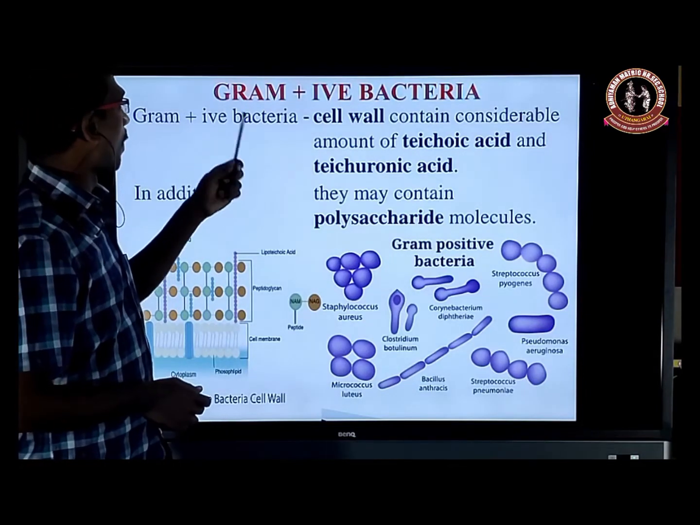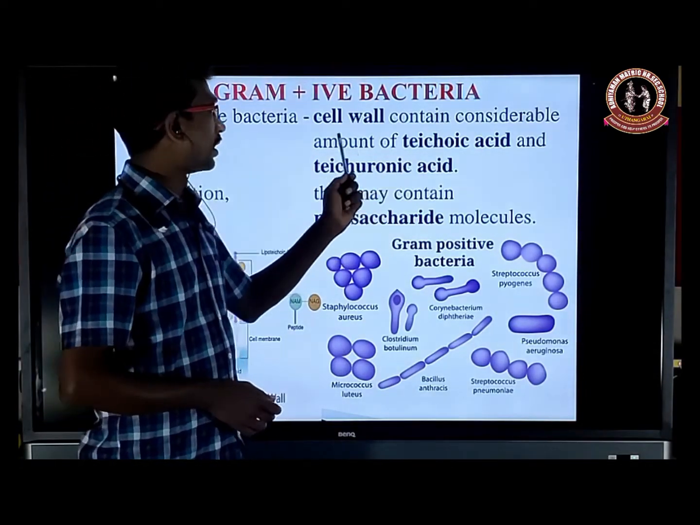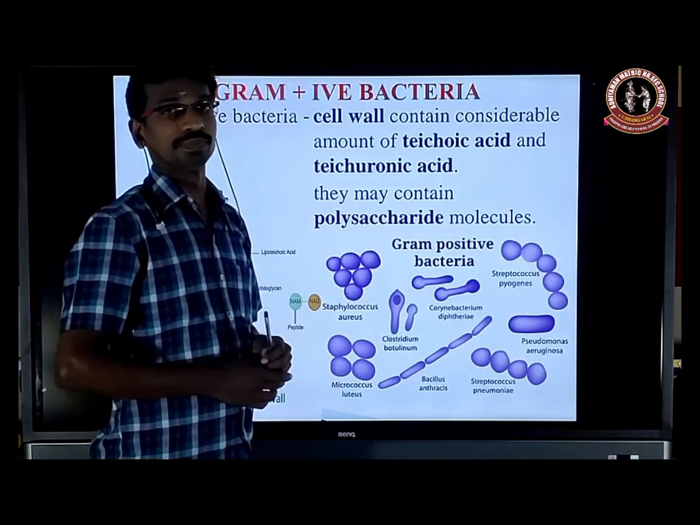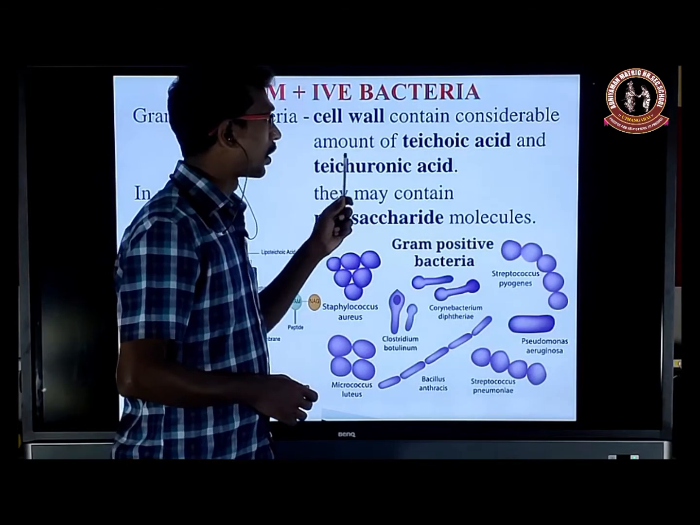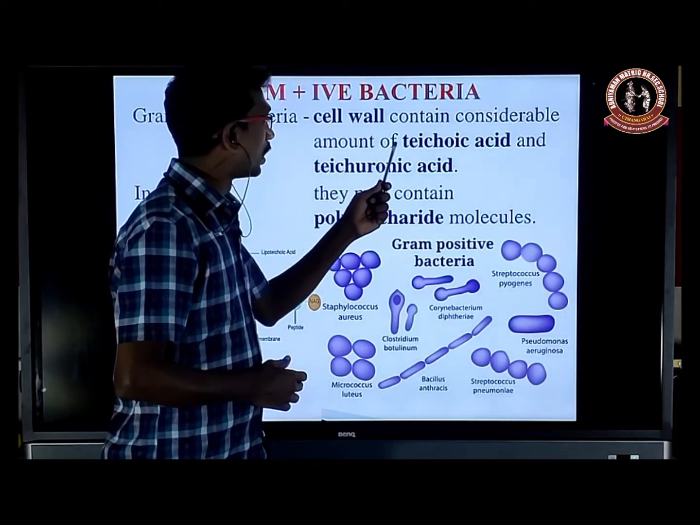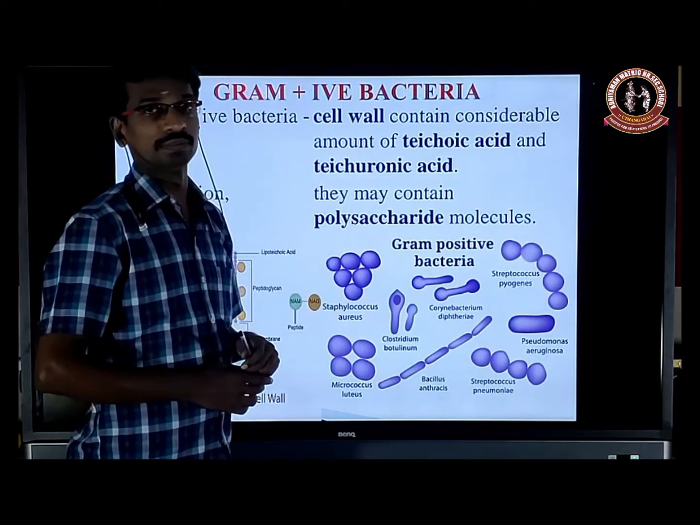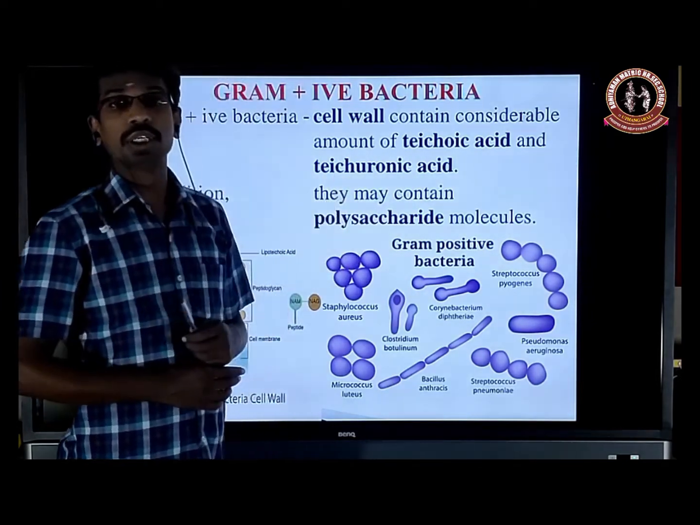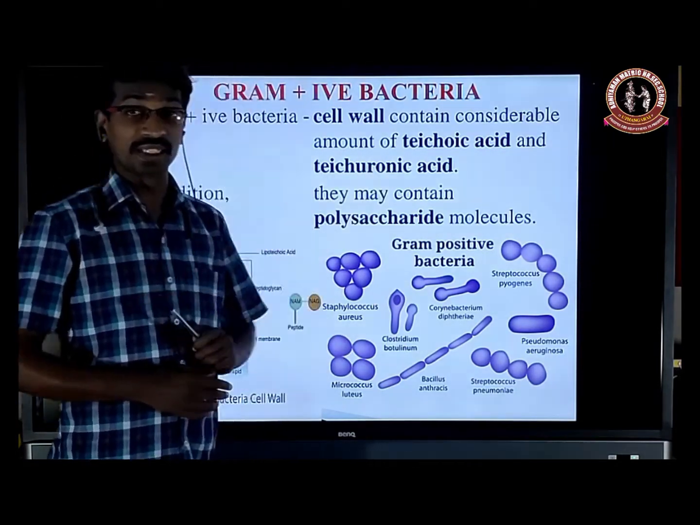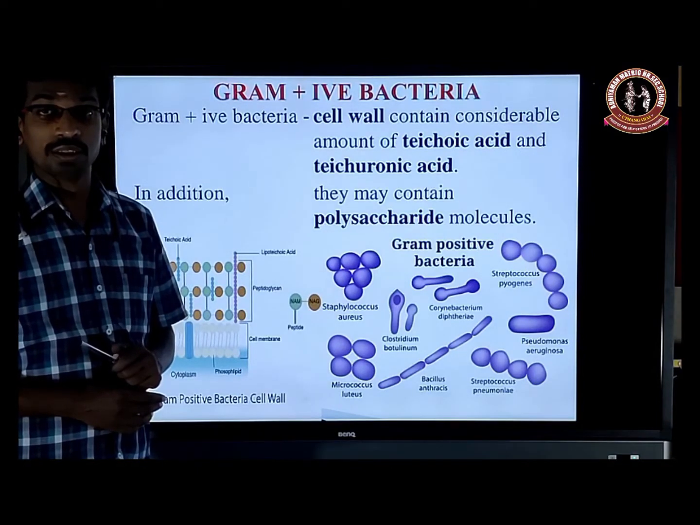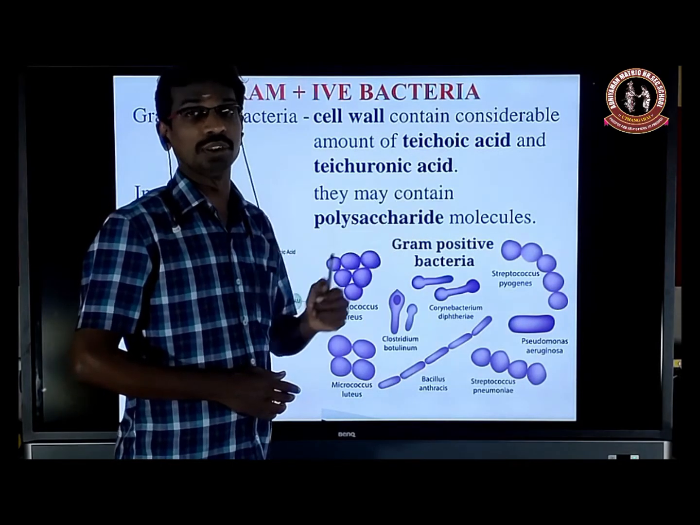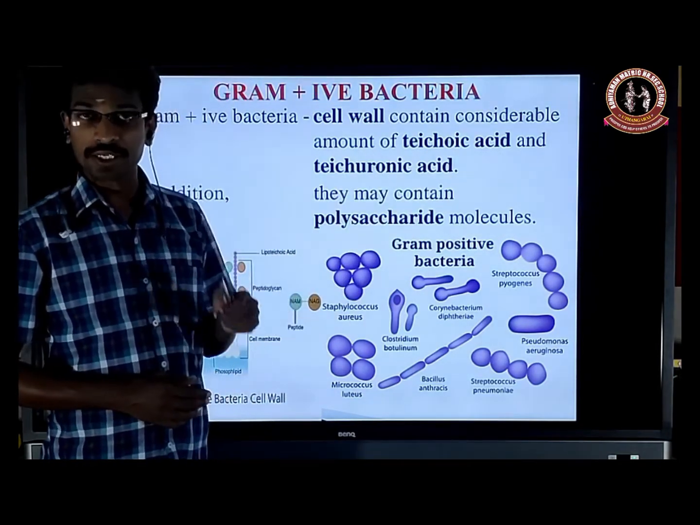In gram positive bacteria, the cell wall contains a considerable amount of teichoic acid, or lipoteichoic acid. This teichoic acid is absent in gram negative bacteria. That is one of the differences. The teichoic acid is present only in gram positive, which is absent in gram negative.